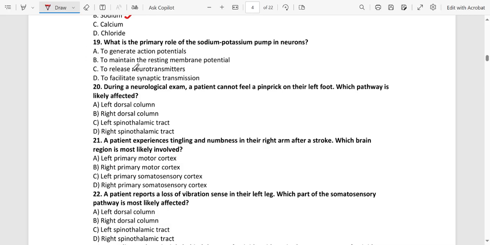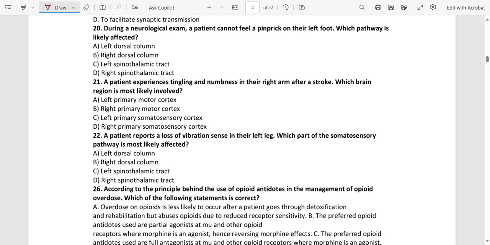What is a primary role of the sodium potassium pump in neurons? To generate action potential, to maintain the resting membrane potential, to release neurotransmitters, to facilitate synaptic transmission. So this pump, of course, we know is for the maintenance of the resting membrane potential.